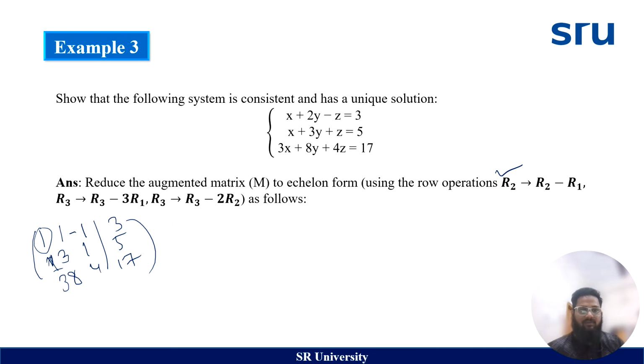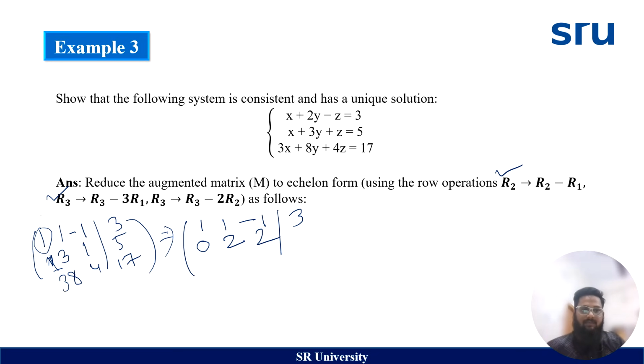So we are going to use these operations. Row 2 is row 2 minus row 1, so 1 minus 1 will be directly 0. Row 3 is row 3 minus 3 row 1. So applying these two, what we will get? First row is as it is. So 1 minus 1 is 0, 3 minus 1 is 2. You are using the first only. Then 1 minus minus 1, so 2.